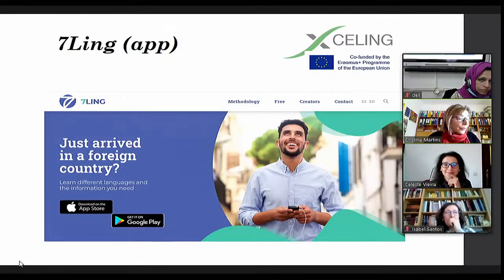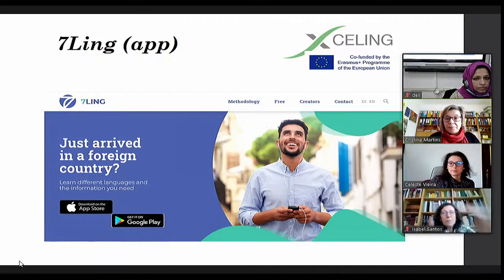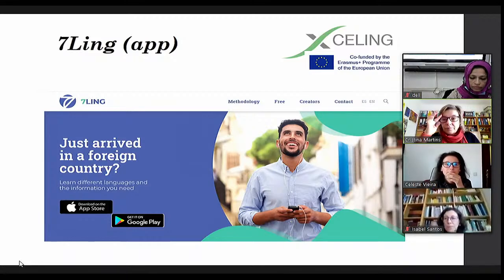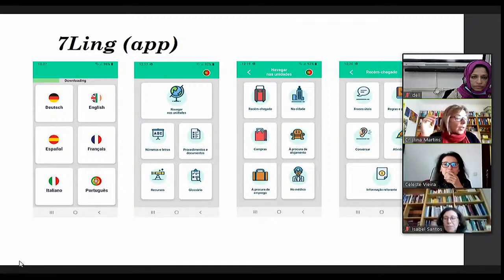Thank you. So, Sevenling is an app developed by the members of the Excelling project, towards excellence in applied linguistics, innovative second language education in Egypt, and it can be downloaded from Apple's App Store or from Google Play. Sevenling is a multilingual app for learners of Portuguese, Spanish, French, Italian, German, and English.